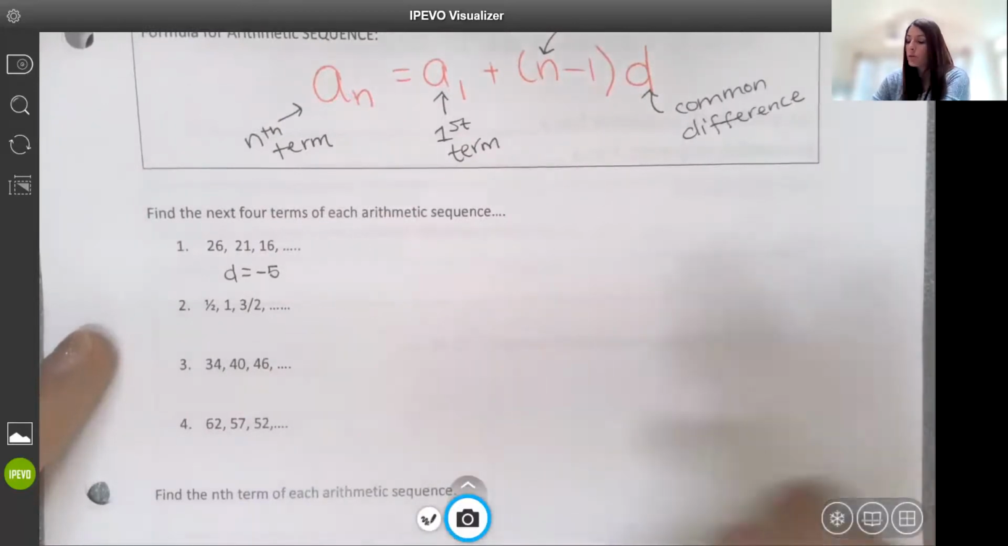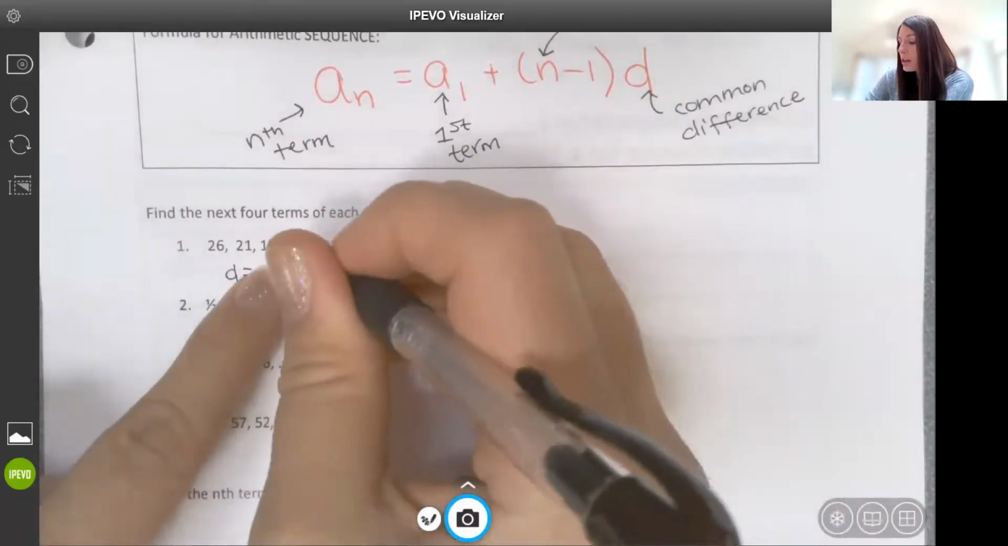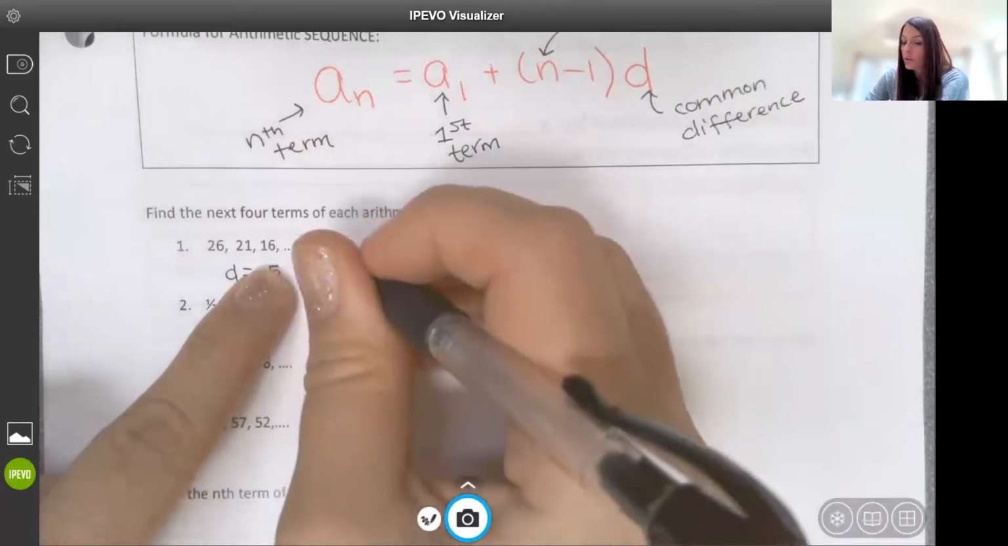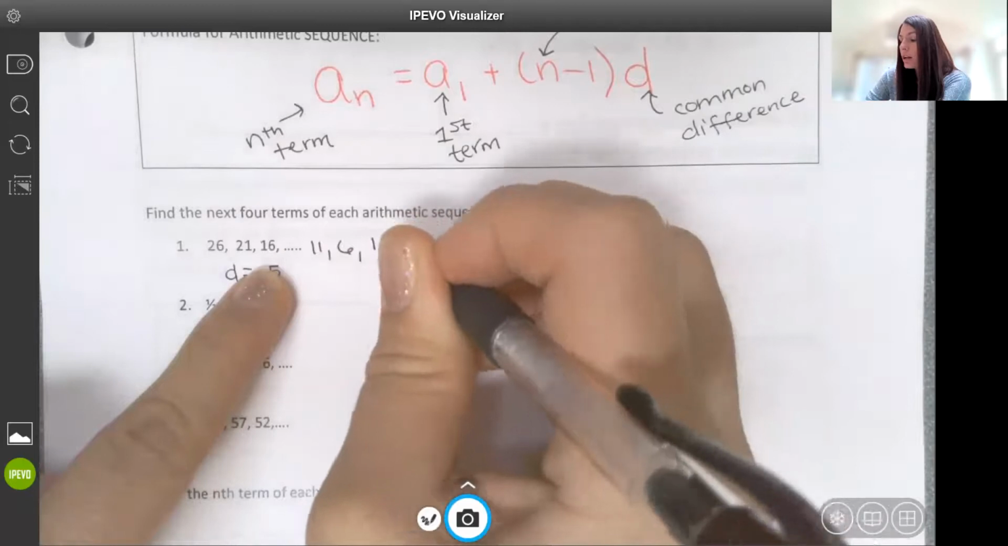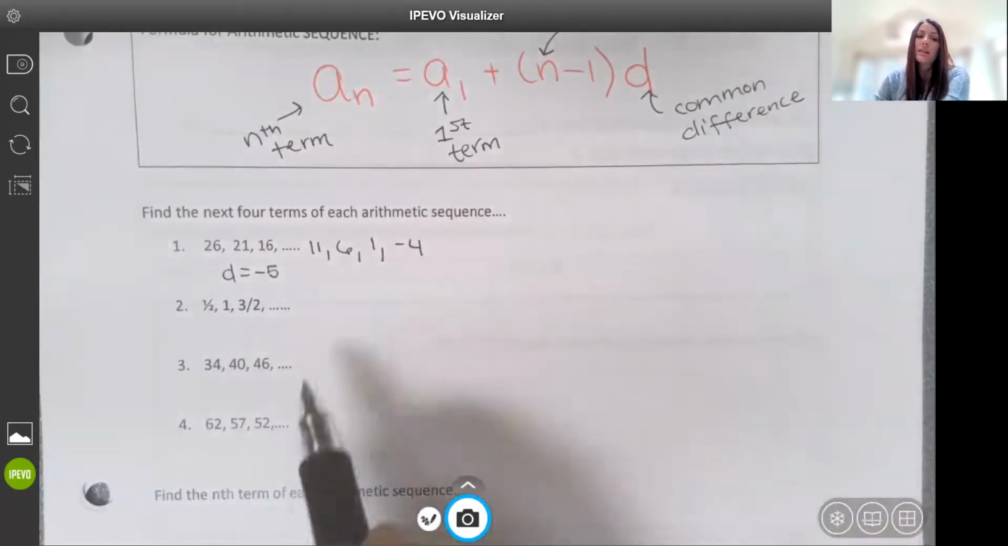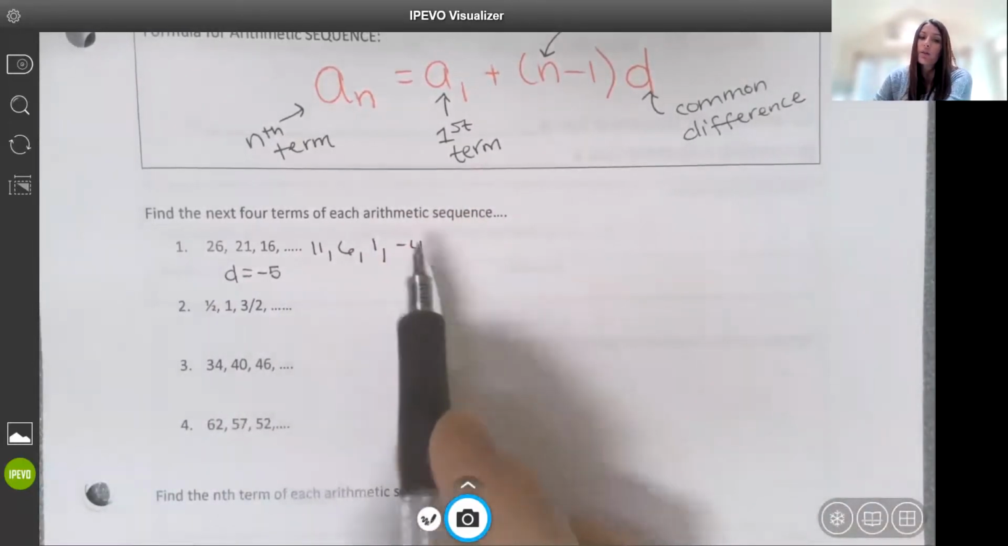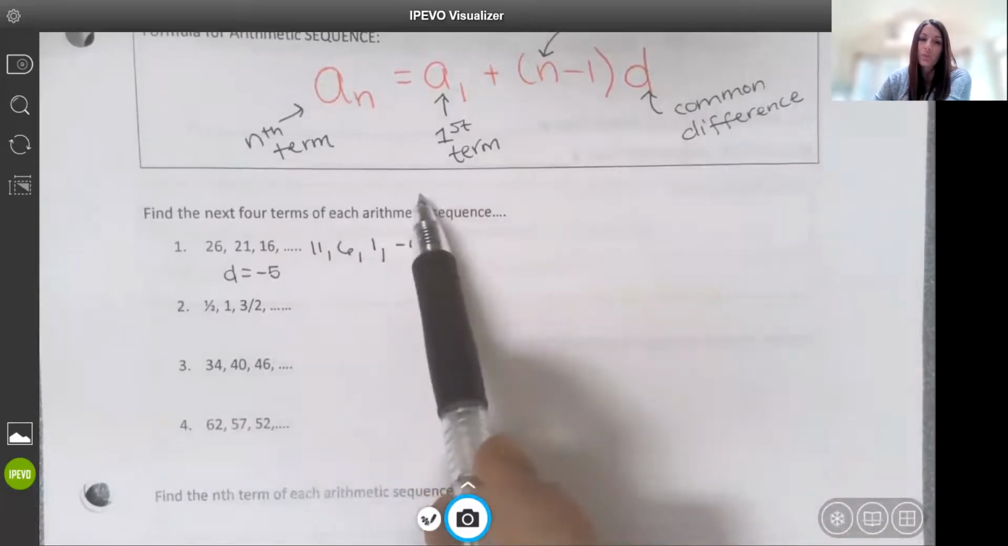So I can list the next 4 terms: take away 5 more is 11, take away 5 more is 6, 5 more is 1, and -4. Just listing the next 4 terms in that sequence. I don't need this formula to do.